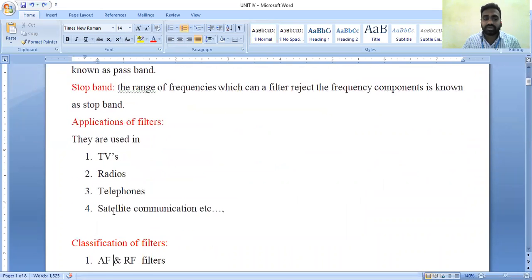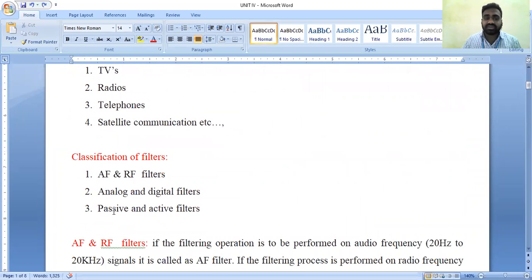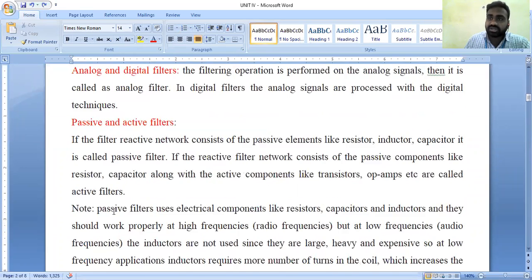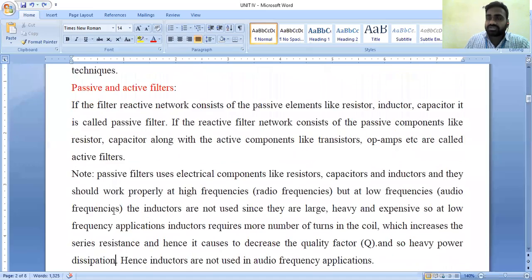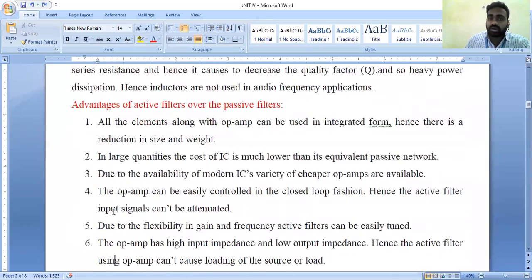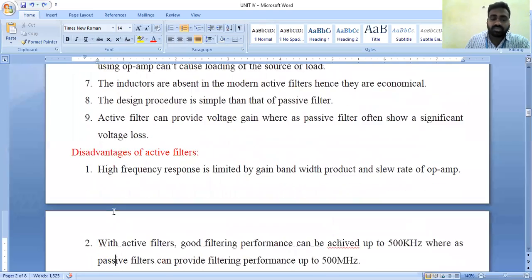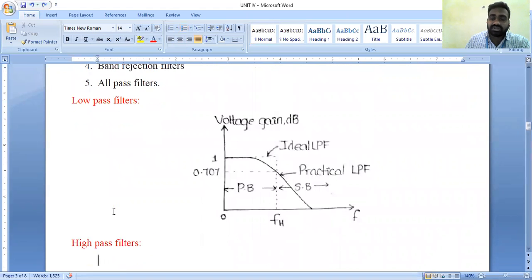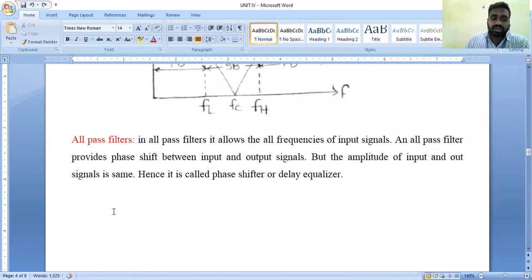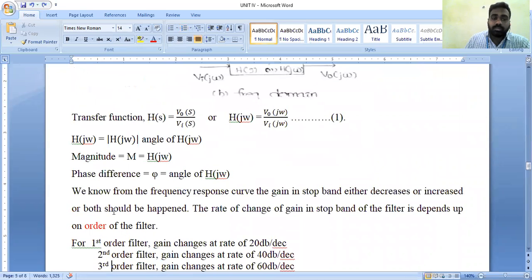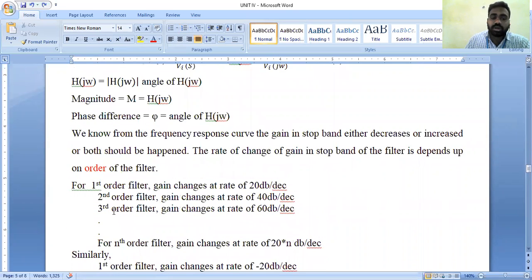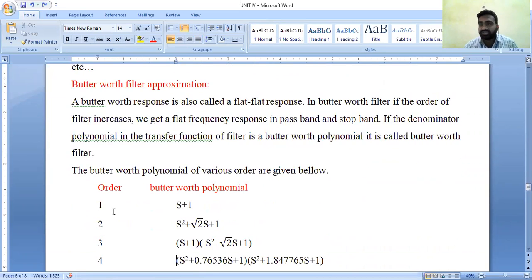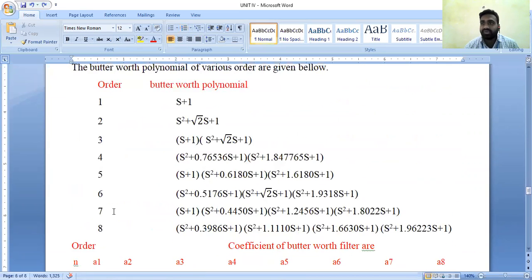and next we discussed various applications of filters and various classifications of filters. Next we stated how to design active filters and passive filters, and the advantages of combining active and passive elements, and the advantages of active filters over passive filters. Next we explained the disadvantages of active filters. Next we stated the types: low pass, high pass, band pass and all pass filters. Next we explained the magnitude of the transfer function and the order of filters. Then we discussed the introduction to the Butterworth approximation, and stated the order as well as the coefficients of Butterworth filters.